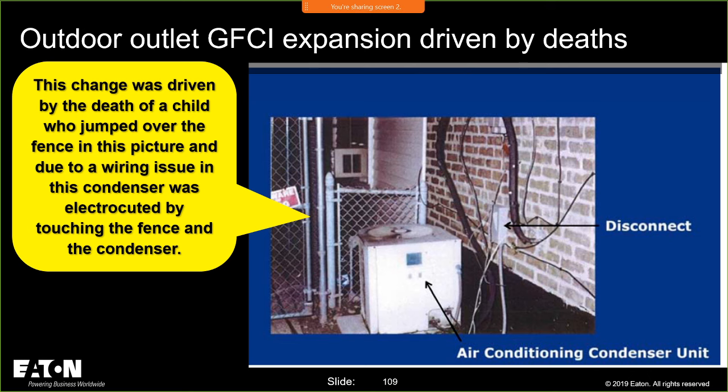So this change was driven because the child jumped over that little portion of fence, and he came in contact with that air handling unit, or that condensing unit, and was electrocuted. And there's no reason for that. So we have technology, and it's expanded. I know that's going to get debate across the country. There's debate on whether or not there's leakage currents in these devices.